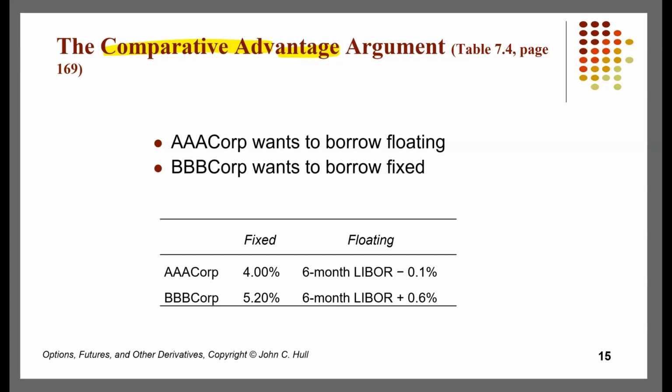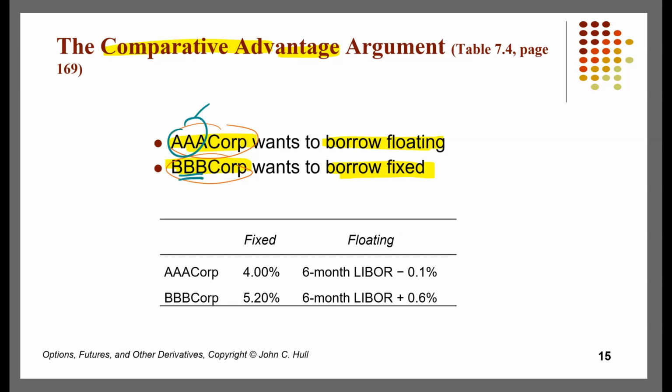To look at it, we want to work with an example, and this is the example we're going to consider. We consider a company, AAA corporation, that is interested in borrowing at a floating rate. We are also considering BBB corporation, which wants to borrow at a fixed rate this time. Now AAA and BBB are two different companies with two different credit ratings, right? And so AAA is going to have a better credit rating than BBB.